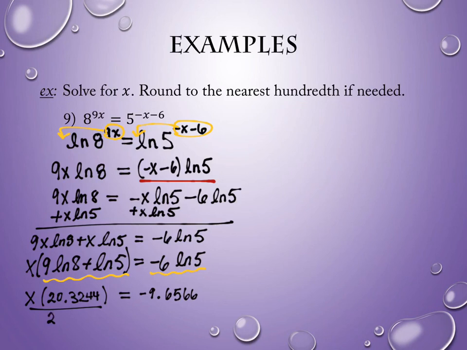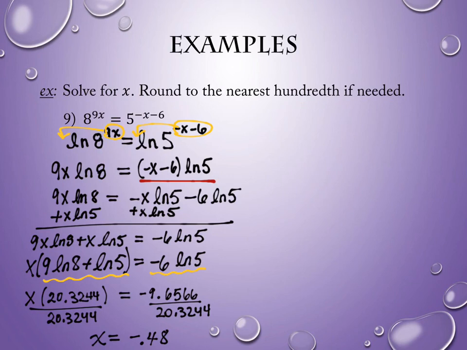All right, so what would I do then to solve this problem? I would divide by the 20.3244. And my answer to that division we will write with 2 decimals because I'm done at that point. So what is negative 9.6566 divided by 20.3244? Negative 0.46. 46? 48, sorry. 48. Okay, 48 is what I had written down too.